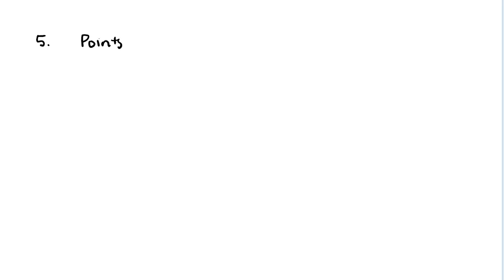Okay, so for number 5, we're given a few points and some functions, and we want to ask, do these points lie on the graph of the function? So here, the first point is negative pi over 6 comma the square root of 3 over 2. Is this on the graph of f of x is equal to sine of x?